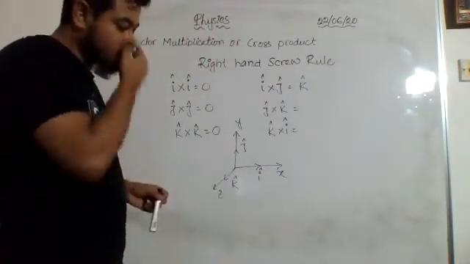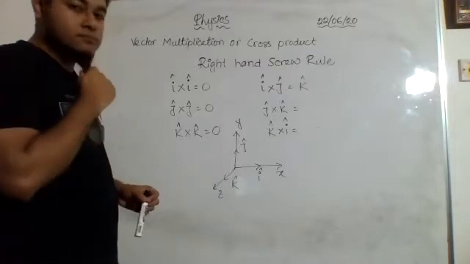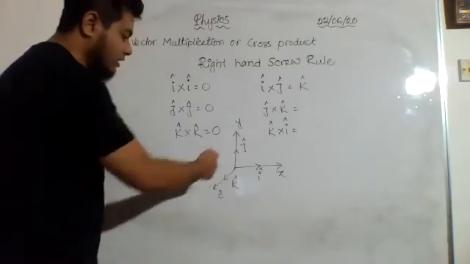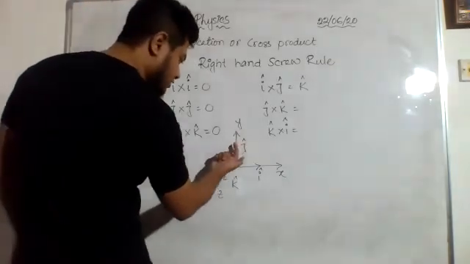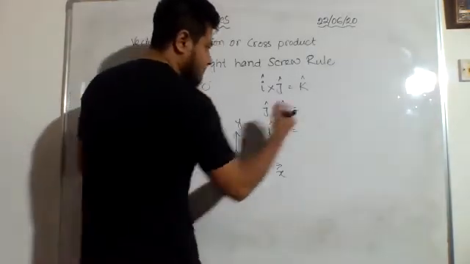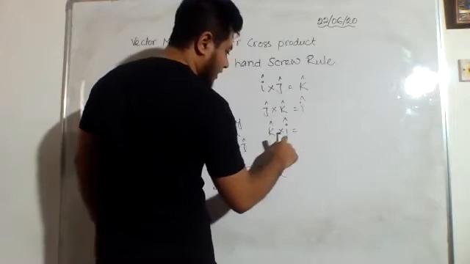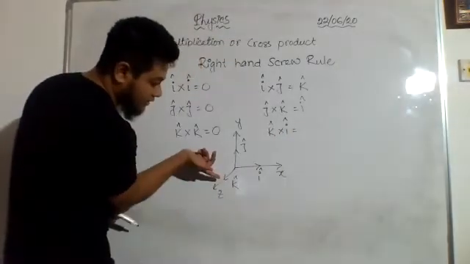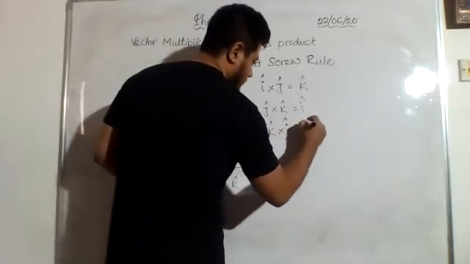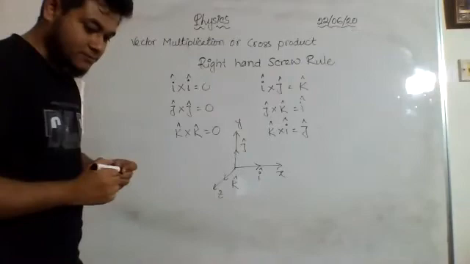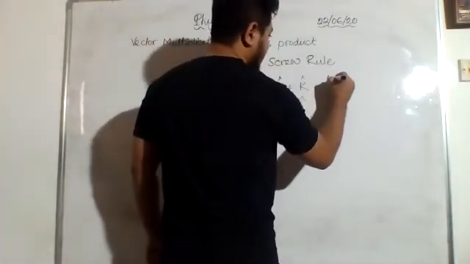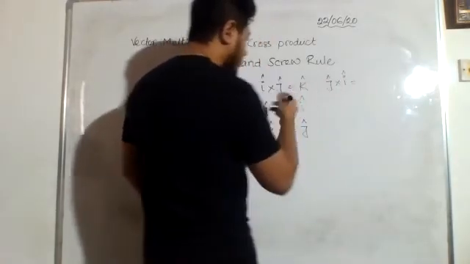Do you have any doubt? No. Okay. Then j cross k. From j you will rotate to k. J to k, if you come, you will get this x, so i. And from k to i, if you rotate, you will get the j vector. Okay. Now, if I write j cross i, that means opposite.